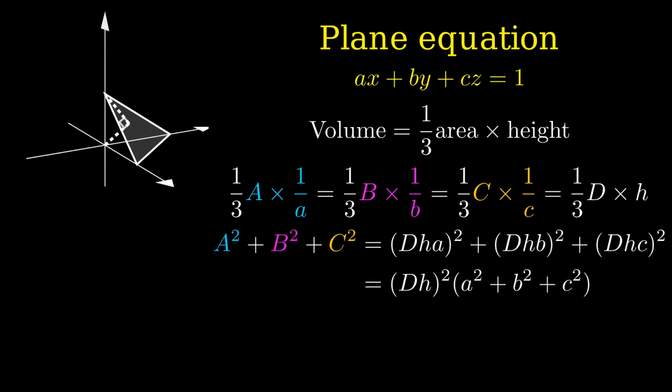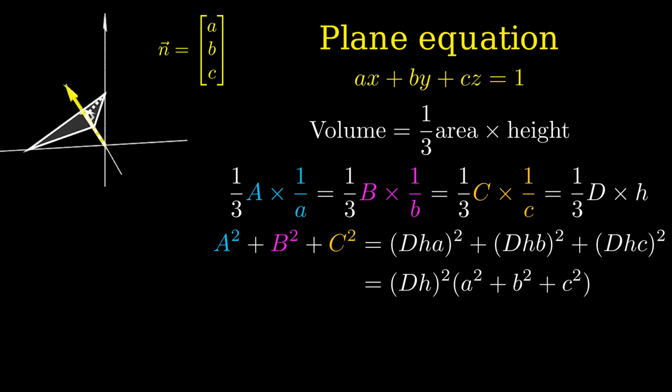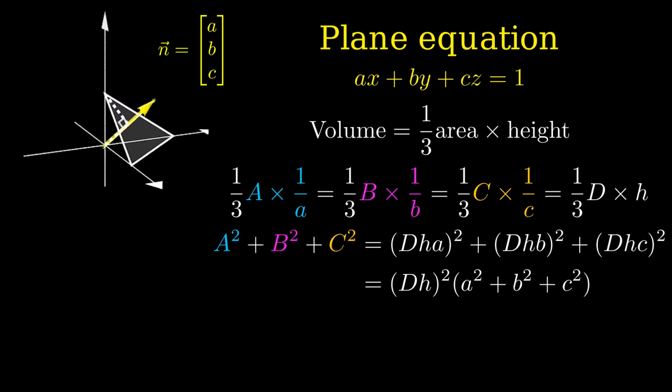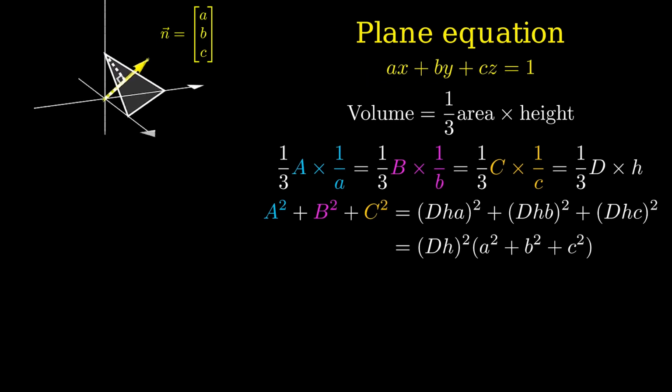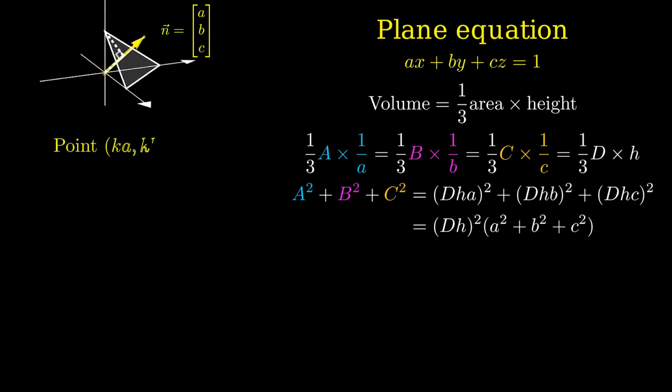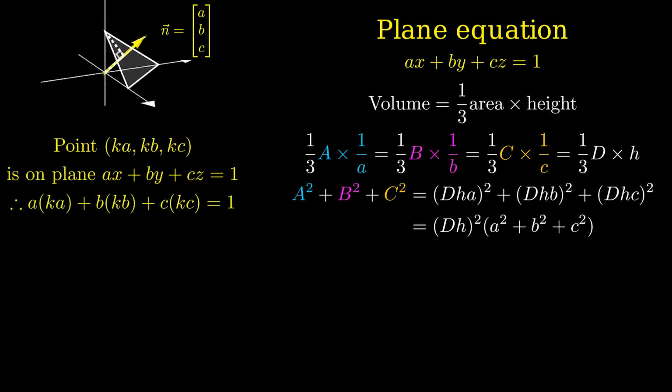To find the perpendicular height h, we want to make use of the fact that this plane, ax plus by plus cz is equal to 1, has a normal vector ABC, meaning this vector is perpendicular to the plane. If we start at the origin and travel along this normal vector, wherever we get to must have coordinates Ka, Kb, and Kc. If we sub these coordinates into our plane equation, we can then solve to get k in terms of a, b, and c.